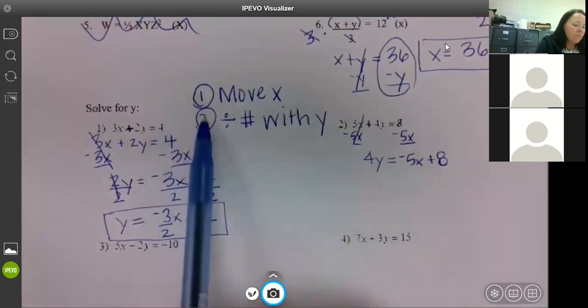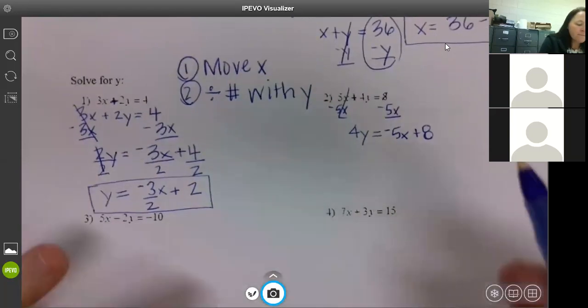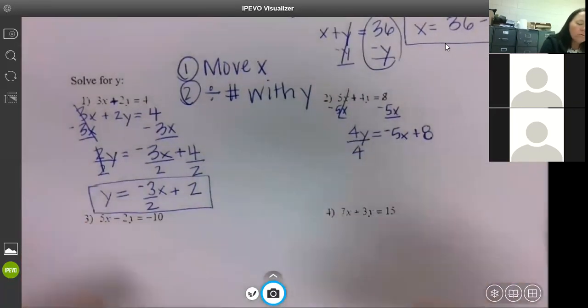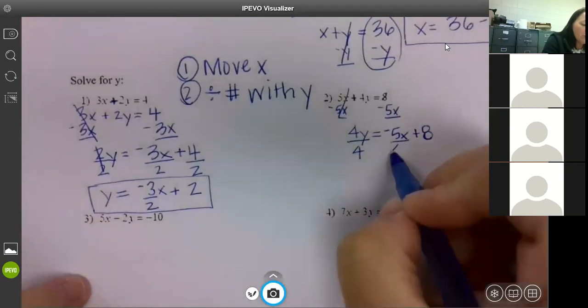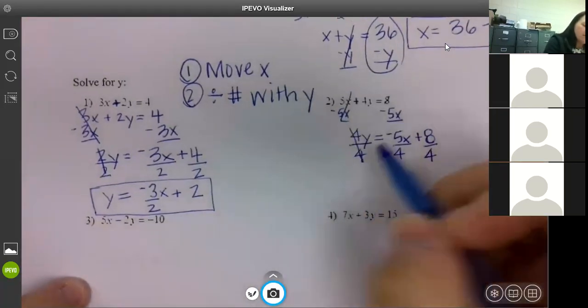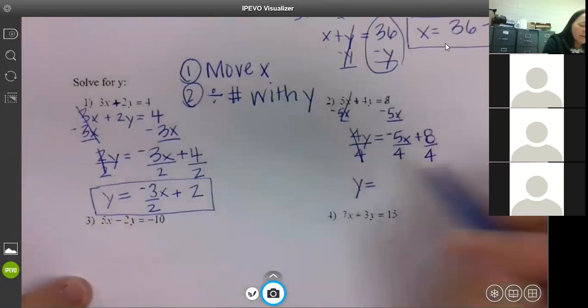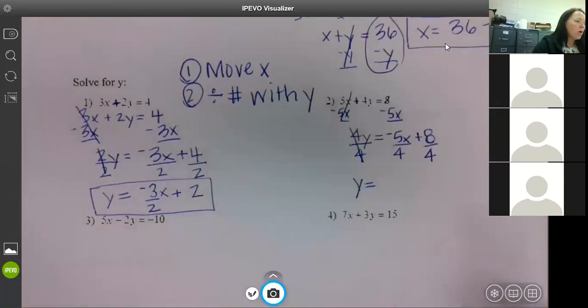Our last step is to divide the number with y. What do I divide by, y or by 4? What else am I going to divide by 4? Both of them. Make sure you do both. Perfect. So then this 4 cancels out, and there's our y equals that we were looking for. I can't reduce negative 5 over 4, and I'll show you guys.